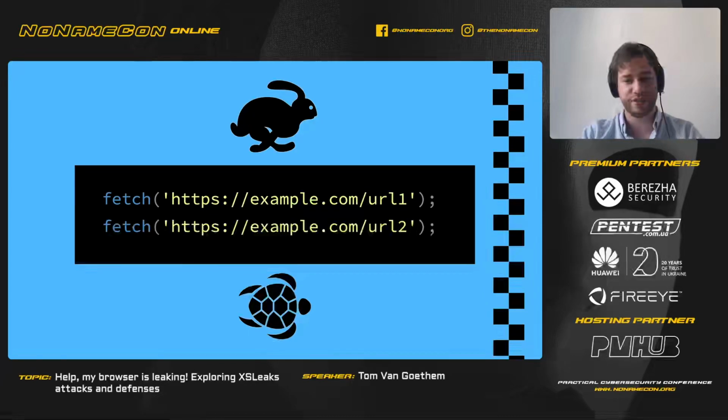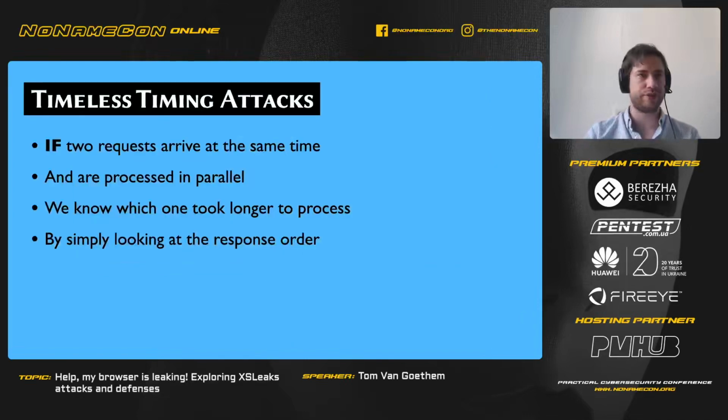So concept-wise, it's easy. Instead of just sending 1 request at a time, we will send 2 requests, and then we will try to determine which one sent a response back first. And the one that sent a response back first was generated faster. So there are some requirements for this to work. First, a very important one is that the 2 requests need to arrive at exactly the same time. So this means that they should ideally be in the same TCP packet arriving at the server.